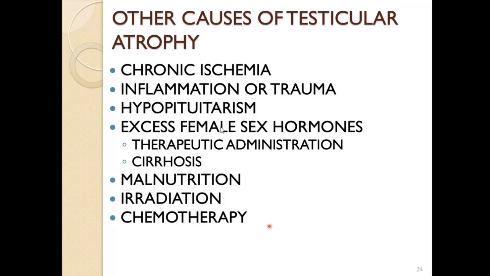So another reason is cirrhosis, where when someone is having liver cirrhosis, in liver there is much synthesis of female sex hormones. So these, of course, because they are antagonistic to the testosterone, they will work negatively on the testis, and testis will have a small size.